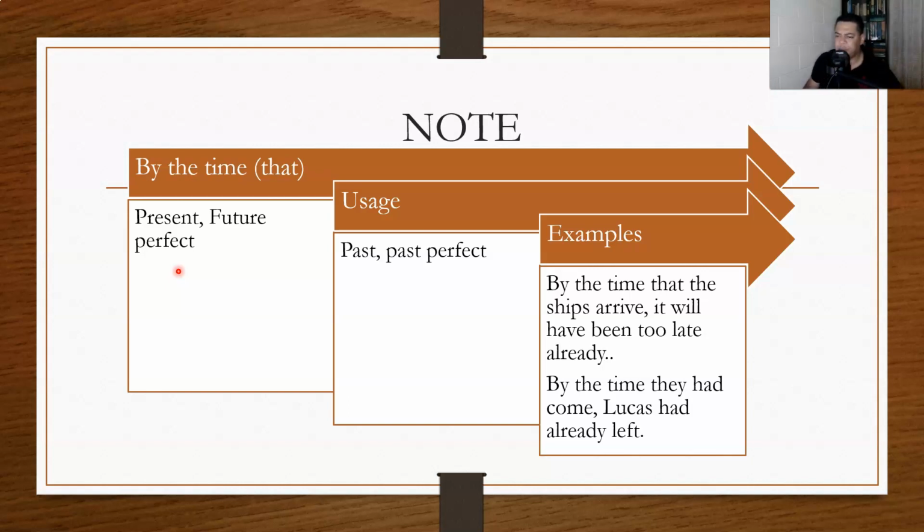You don't want to use future perfect? You don't really have to use future perfect. You can simply use also future, right? By the time he realized the truth, now I'm using past, right? By the time he realized the truth, it had already been too late. His wife had left him, right? So we can do this. We can play with the tenses.